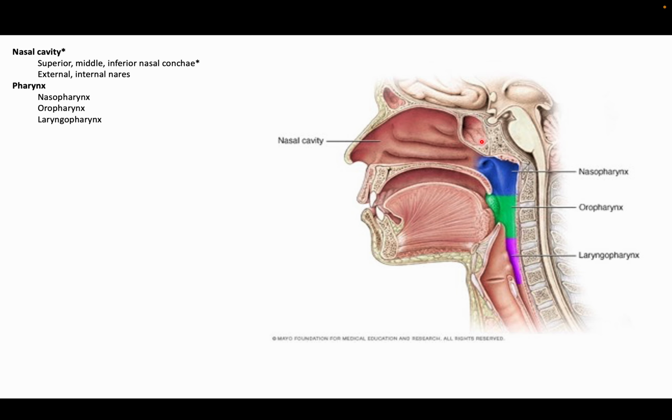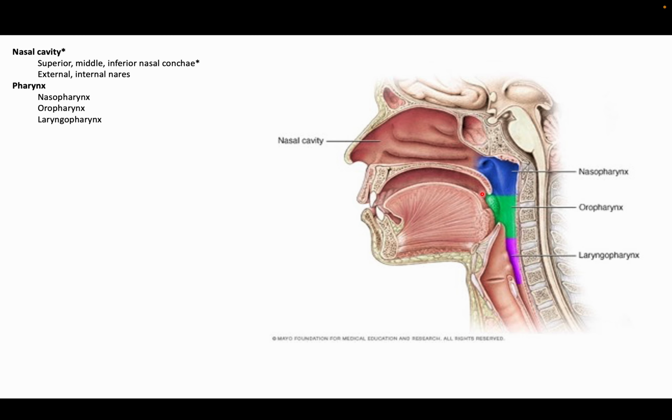We also have three conchae, the superior, middle, and inferior nasal conchae. These conchae have scroll-like structures inside them. So when the air is flowing into the conchae, it doesn't go straight in. Instead, it's slowed down by the loops that are created by the scroll. Therefore, as the air is traveling through, the air gets warmed and humidified so that you are not inhaling cold air.